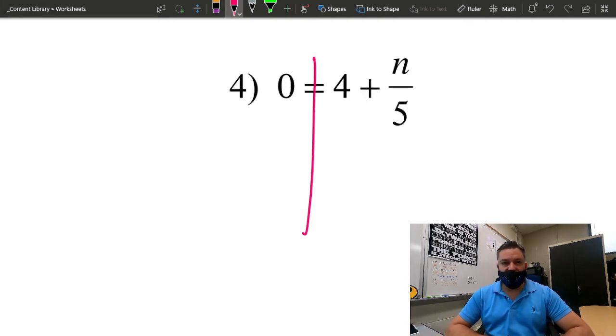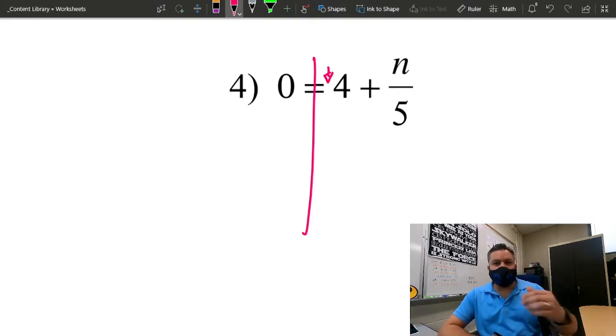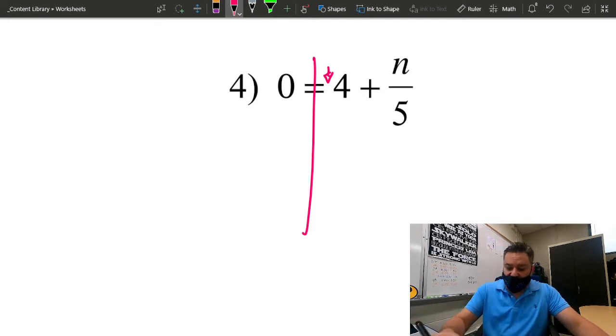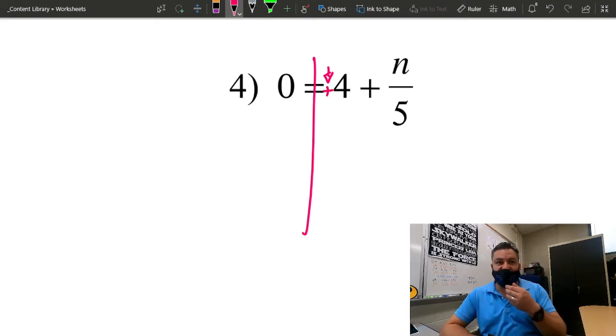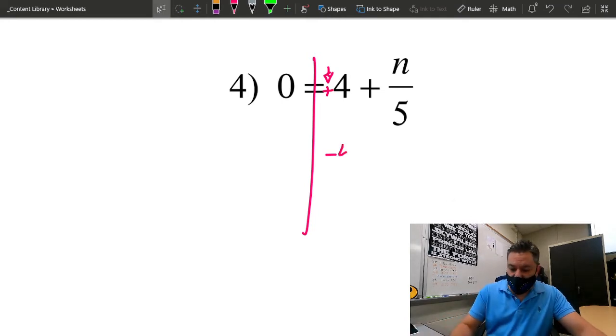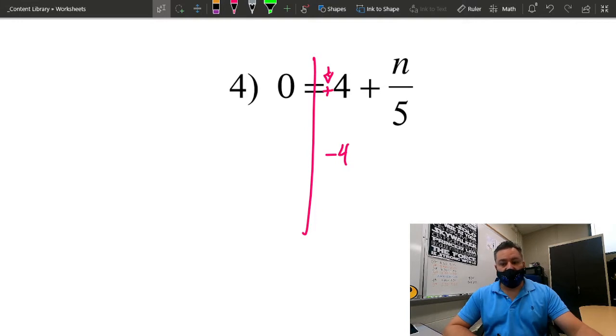So let's look at what's farther away from n. What's the friend over here? The friend is going to be that 4. And then if you ask me, but mister, I don't know what the 4 is doing. Look in front of the 4 over here. Is there a sign in there? No. So is it positive or negative? Positive. So basically, it's like saying that there's a plus 4 in there. And the opposite of plus 4 is minus 4. And when you do to one side, you have to do to the other side.